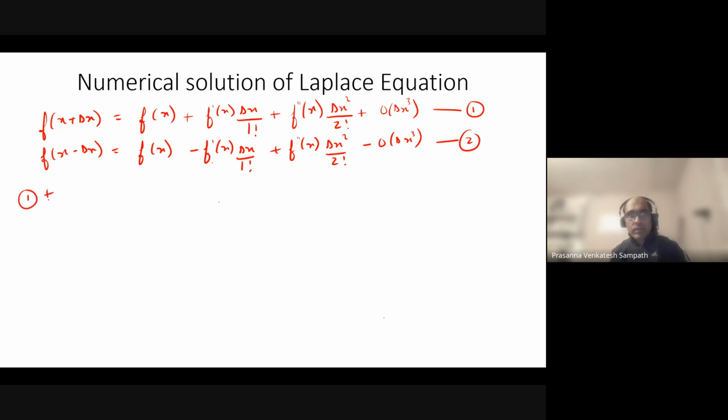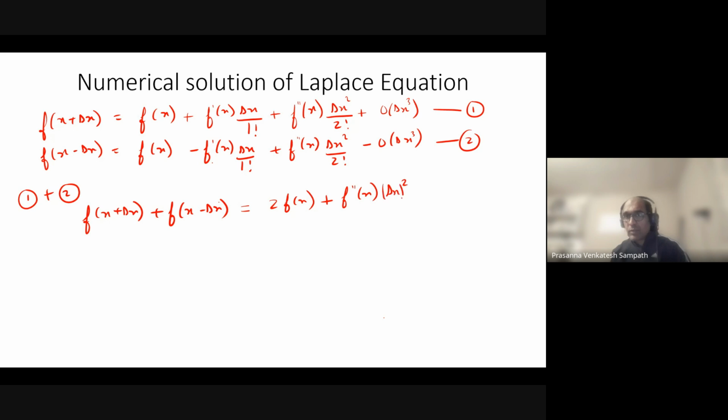Right, now if I add these two equations, if I add equation 1 plus equation 2, I get f(x+Δx) + f(x−Δx), that is my left hand side, equal to 2 times f(x). These two terms will cancel each other out because here it's plus f'(x) and here it's minus f'(x), right? These two terms will add, and it will become plus f''(x) into Δx².